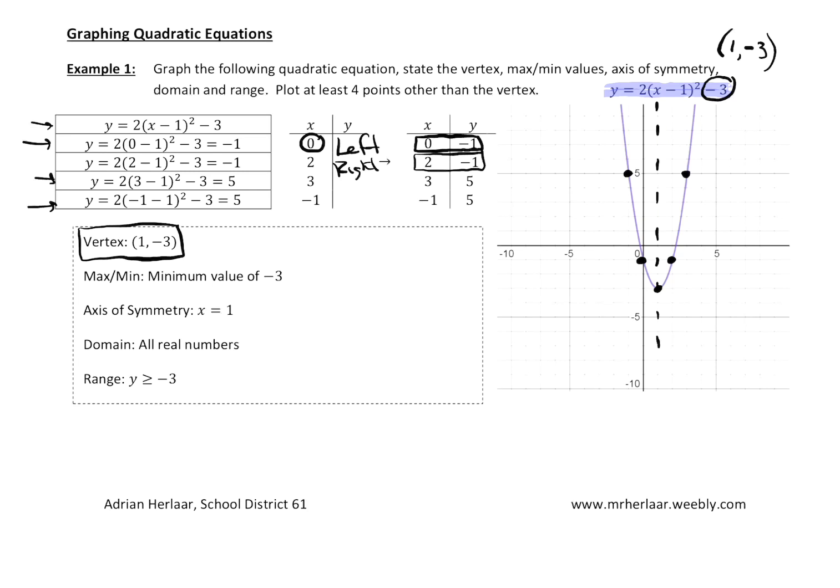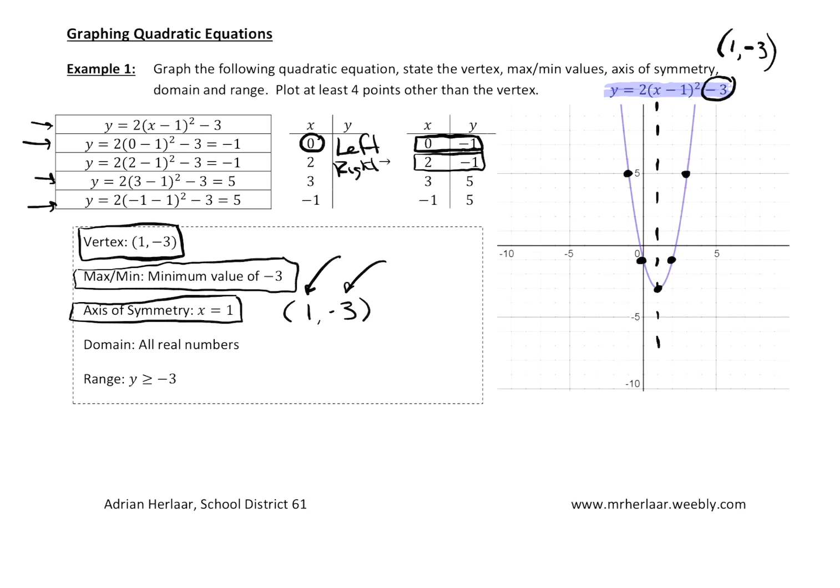And you'll see max, min, I have a minimum value of -3. It's my lowest point. My axis of symmetry is a vertical line through the x value of my vertex, right? So that is my axis of symmetry. That is my minimum value. And then domain, all real numbers, and range, everything greater than -3 because I open up.